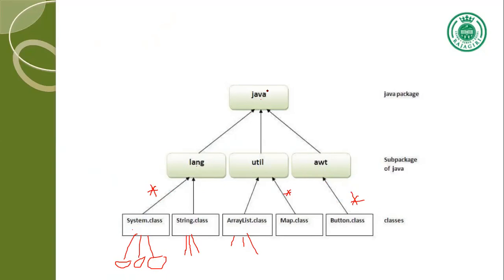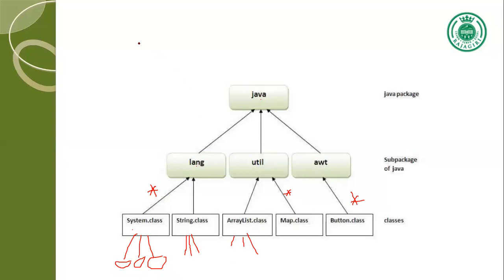I hope you're able to understand the difference, Ruben. You can either go very specific like import java dot lang dot System dot star, which means only the methods in System are imported. Instead, if I give import java dot lang dot star, it means all the classes in lang, and then all the methods of the corresponding classes are also imported.